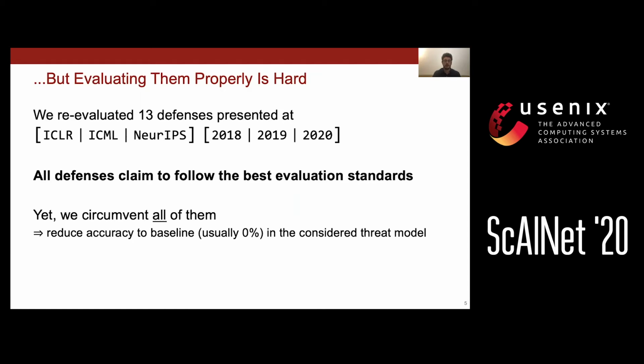So in this work, we reviewed 13 peer-reviewed defenses that appeared at one of the leading machine learning conferences over the past 2 years. And all these papers propose some interesting new way of defending against adversarial examples, and they all evaluate their proposed defense quite thoroughly, usually by following some well-accepted guidelines and standards. And yet we find that for every single one of these defenses, the actual robustness was overclaimed. And with a suitably designed attack, we can reduce the defense's accuracy significantly, typically to 0% accuracy within the threat model that the authors originally considered.